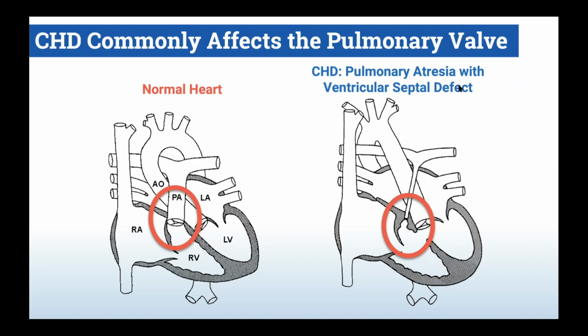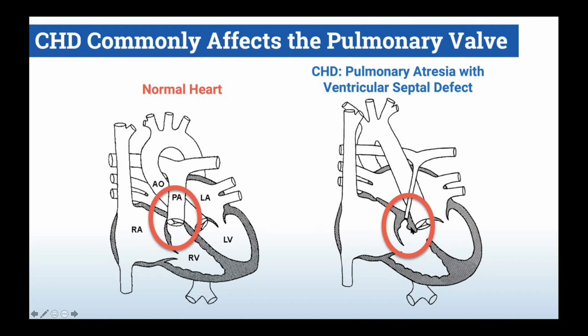So on the far right, what we see is a heart that has developed abnormally. The pulmonary valve, instead of being, as on the left, a nice tri-leaflet valve with a wide opening to send blood to the lungs, instead we have a valve that is completely blocked, or at best a pinhole in some cases.